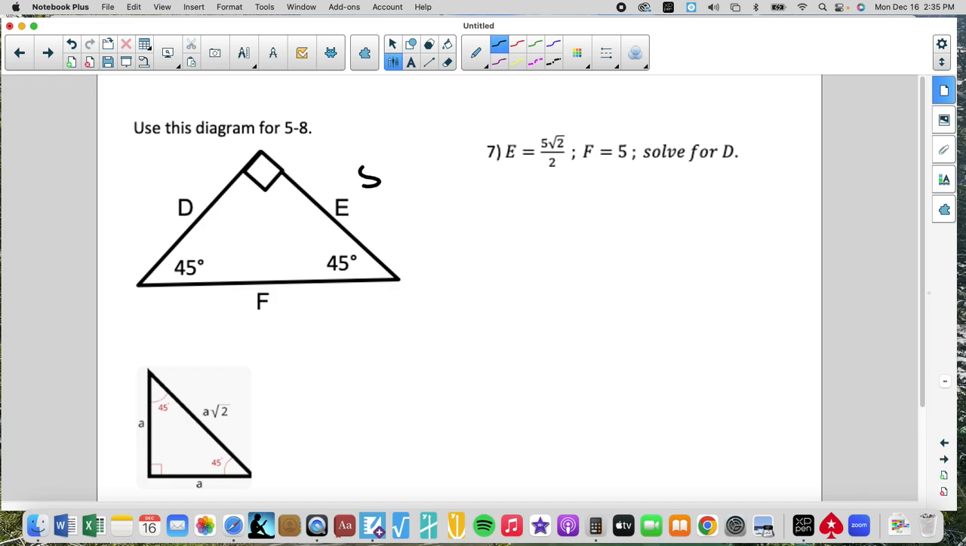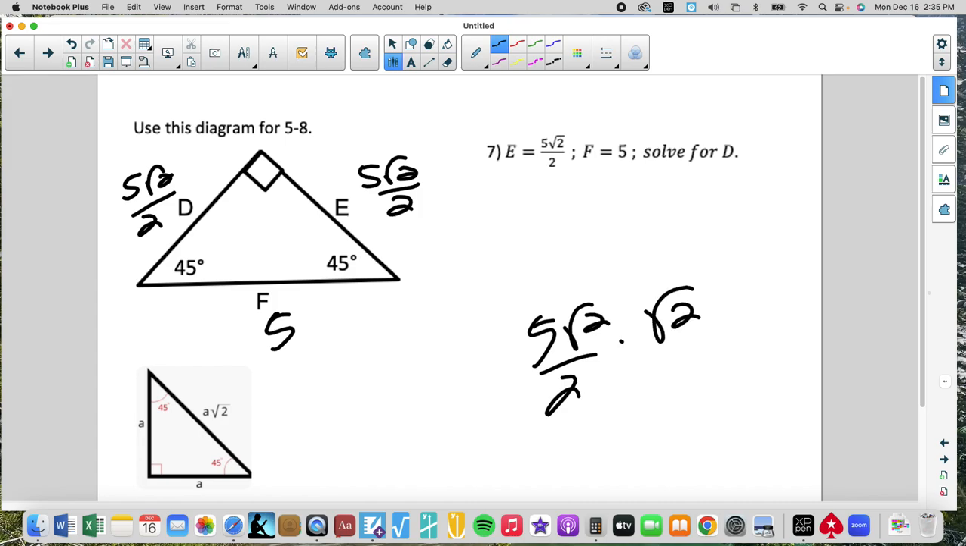E is 5 rad 2 over 2, which cannot be simplified, which is an acceptable answer if we wanted it there. What is D? I mean, that was way too easy. 5 rad 2 over 2. That's acceptable, and that equals F. And that makes sense because we're multiplying by rad 2. Yeah, look at that. So if you had rad 2 over 2 times rad 2, you get this times this would be 5 over 2, and the 2s cancel. That's why you get the 5. That's why F is equal to 5.